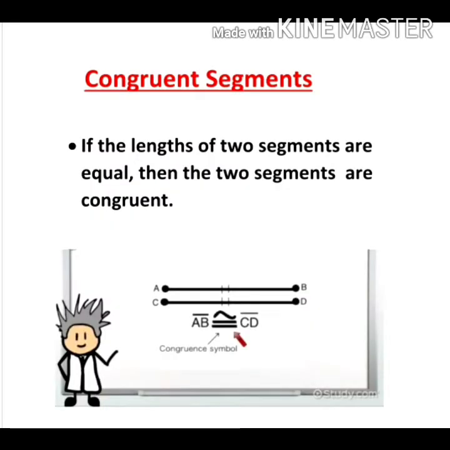Congruent segment. Dear student, in simple language, congruent means equal. If the lengths of two segments are equal, then the two segments are congruent. In the given figure, the length of segment AB is equal to the length of segment CD. Here we can say segment AB is congruent to segment CD, or segment AB is equal to segment CD.